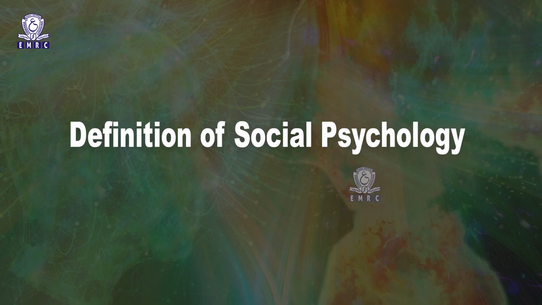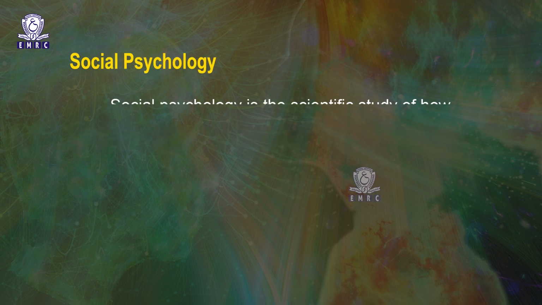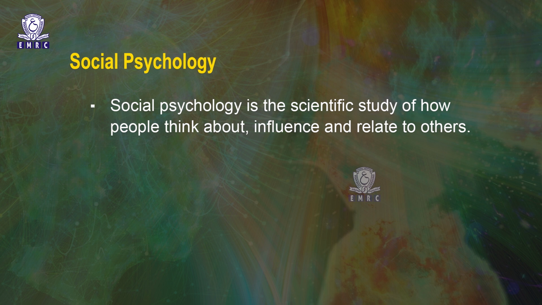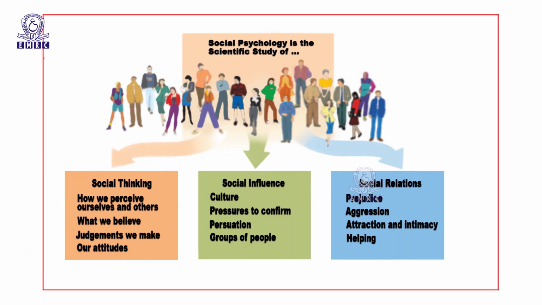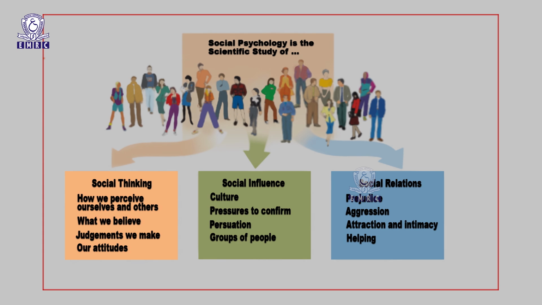Now, let us understand the definition of social psychology. Social psychology is the scientific study of how people think about, influence and relate to others. Look at this slide to understand this definition. For example, when I said social psychology is the scientific study of social thinking, it means how we perceive ourselves and others in a particular situation.